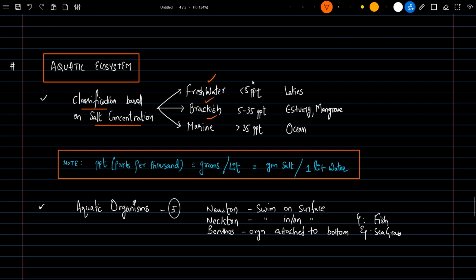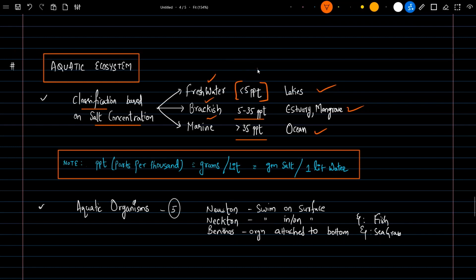Water can be called freshwater when it is tested and shows less than 5 ppt. Similarly, if it shows between 5 to 35 ppt, then it is called brackish. If it tests more than 35 ppt, then it is marine. Simple examples: the ocean is marine; estuaries and mangroves are brackish; freshwater is like lakes, ponds, and rivers, which show less than 5 ppt.